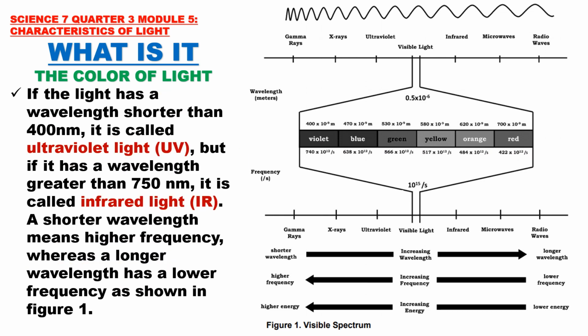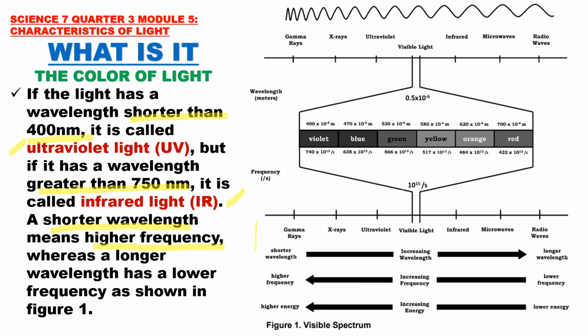If the light has a wavelength shorter than 400 nanometers, it is called ultraviolet light or UV. But if it has a wavelength greater than 750 nanometers, it is called infrared light or IR. A shorter wavelength means a higher frequency, whereas a longer wavelength has a lower frequency as shown in figure number 1. So, ano ibig sabihin nun?